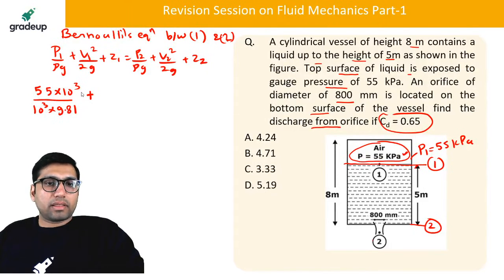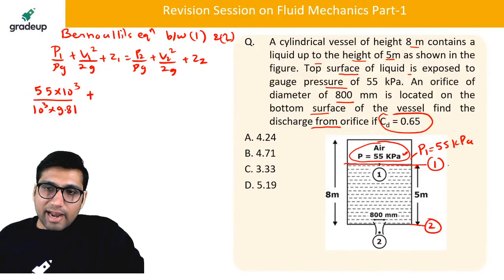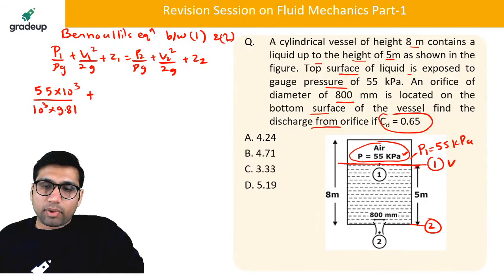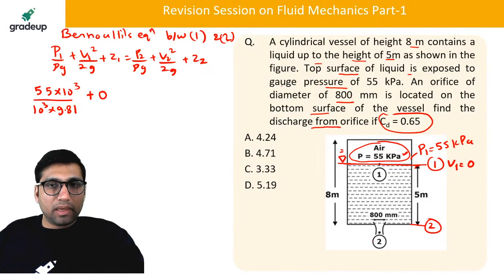Is velocity given in section 1 or not? Yes, tell me. Will there be any velocity at section 1? At section 1, at this point, it is a free surface. So the liquid is only present up to this point. Above it, it is only air. So we can also say it is a free surface. And at the free surface, the velocity will be 0. So V1 will be 0. What will be Z1? Z1 will be equal to 5.